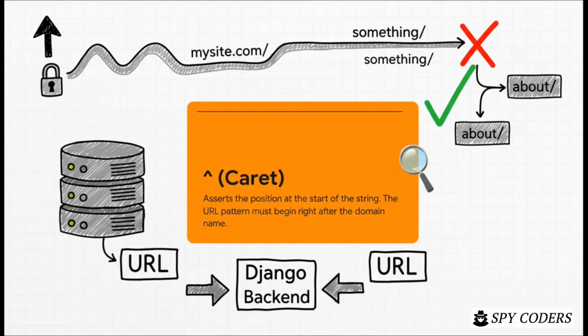Next is this little symbol, the caret. Think of it as an anchor for the start of the string. It tells the matching engine that the URL pattern must start right after the domain name. So mysite.com/about would be a match, but something like mysite.com/something/about would fail because it doesn't start with about.